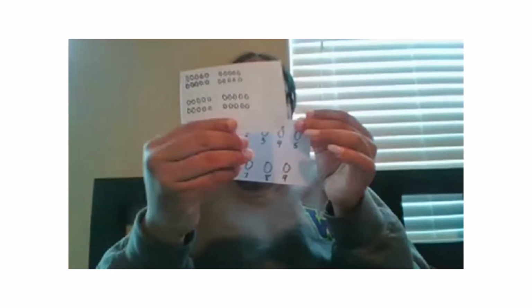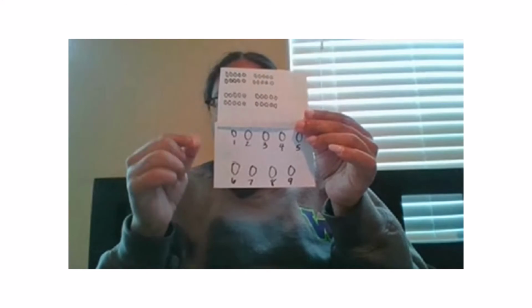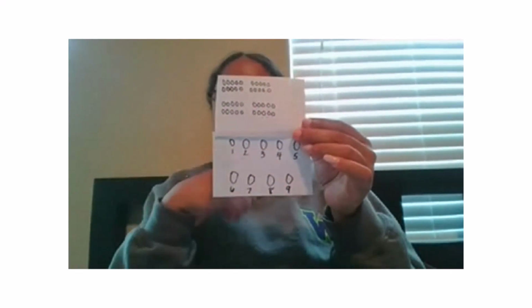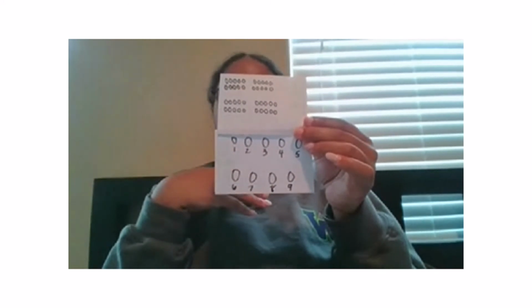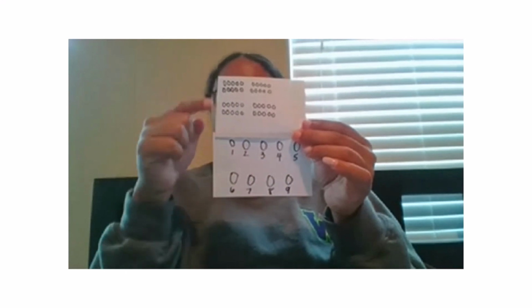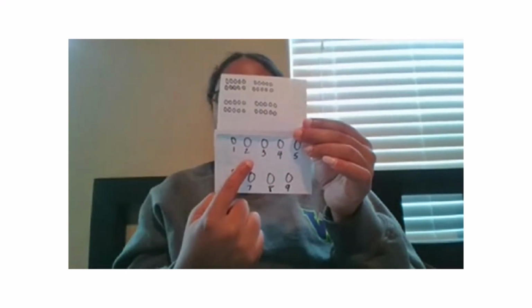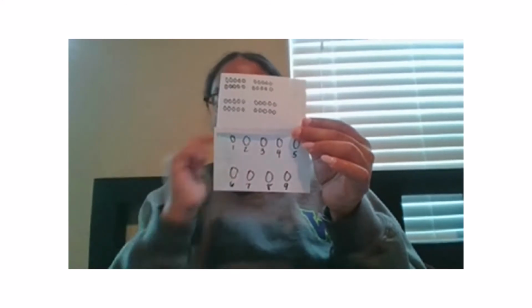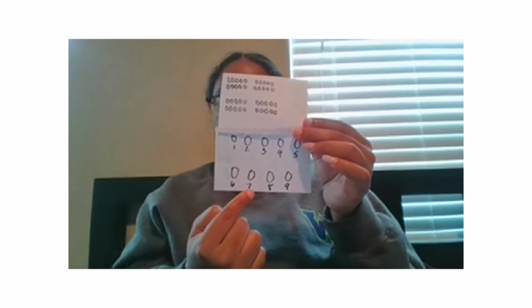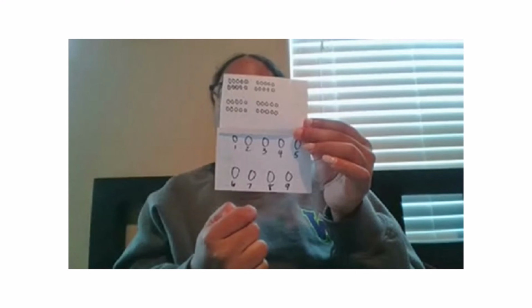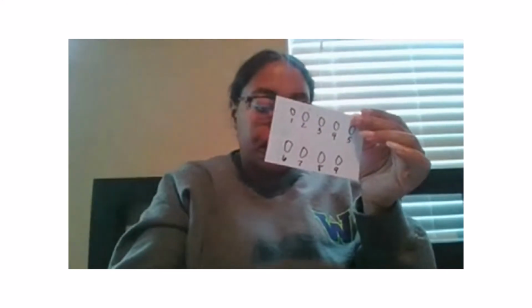39, what 10 comes next? 40. Great job, friends. So how many tens do I have right here? 4. 4 tens is the same as what? 40. Okay, so 40, 41, 42, 43, 44, 45. Great job. 46, 47, 48, 49. What 10 comes next? 50. Great job.